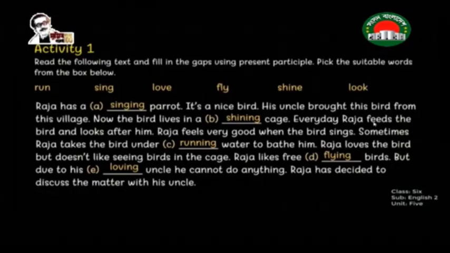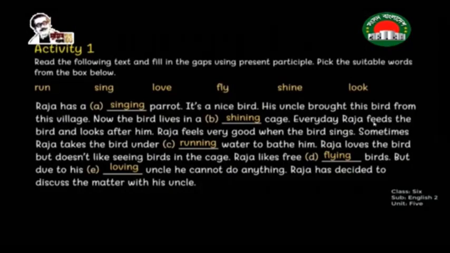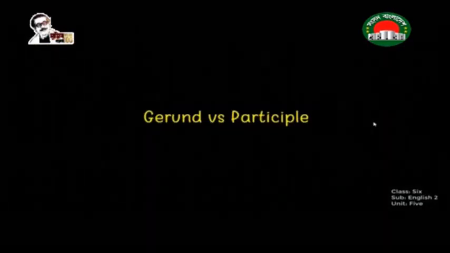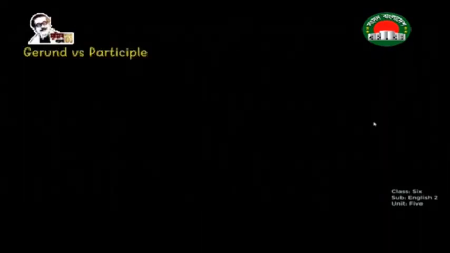So I think you get the idea about the present participle. All the ing verbs are here used as adjectives. So now we can go to gerund versus participle. That means how we can understand this ing verb is a gerund and this ing verb is a present participle. So let's see the examples first.